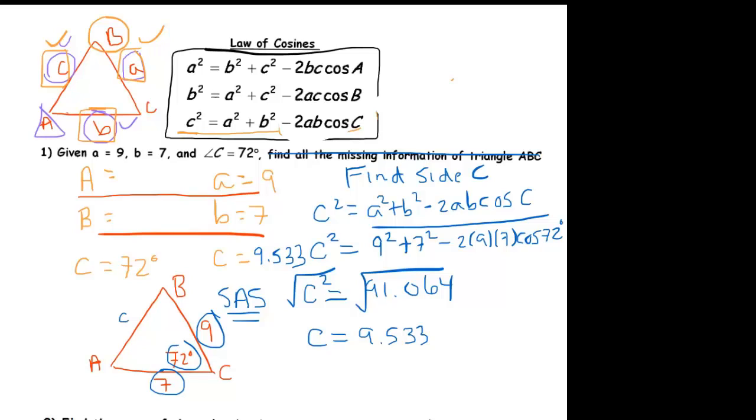Alright, so we didn't solve the entire triangle, but that can be done. In this example, you at least saw how to get a missing side using the law of cosines.